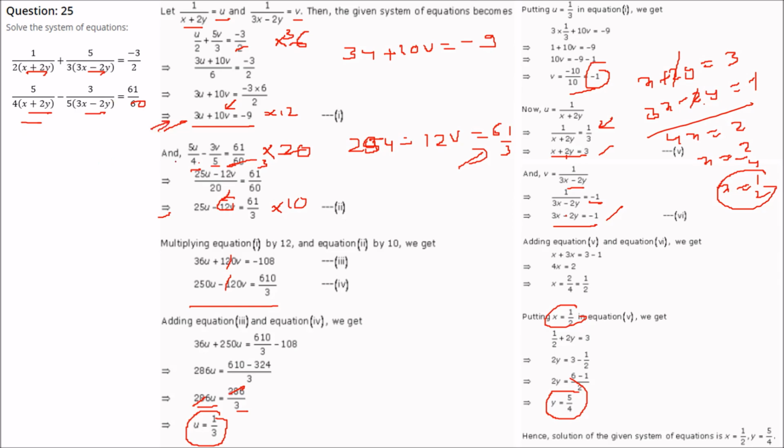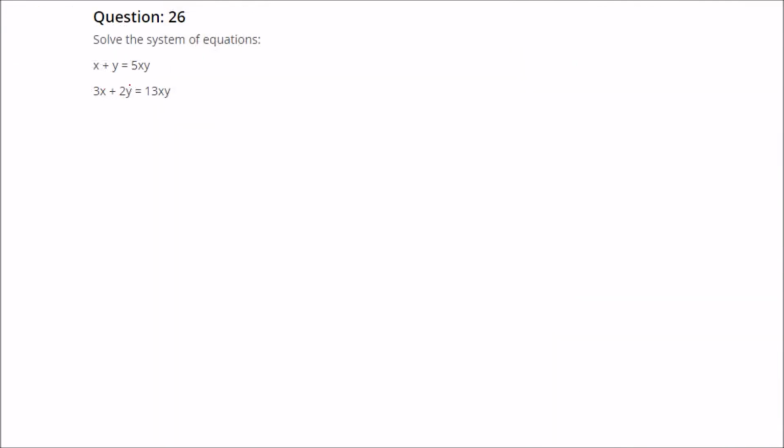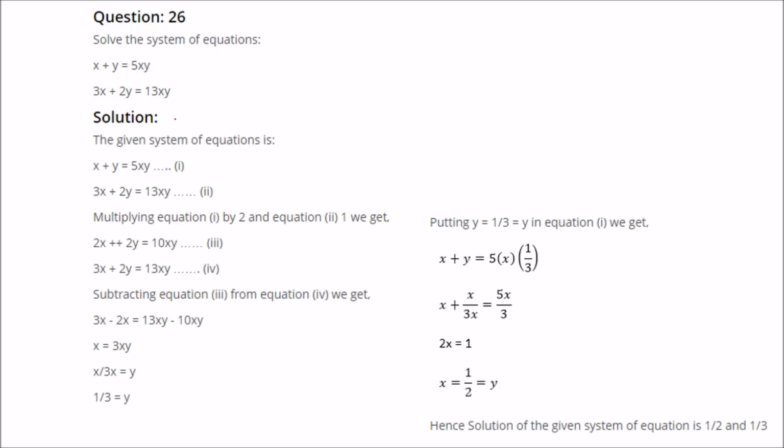First, you make it a linear equation, meaning the first set of linear equations, then the replacement, and then the second set of linear equations like this. x plus y equal to 5xy, 3x plus 2y equal to 13xy. What you can do here is, you have a 2 here, so why not multiply this whole equation by 2?